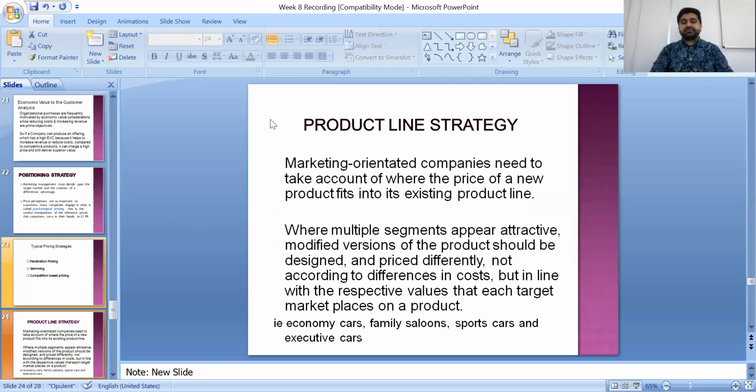Product line strategy. Marketing orientation companies need to take account of where the price of a new product fits into their existing product line. According to product line strategy, they offer a product with a modified version. They change the labeling, they change the design of the product, and then they start selling those products in the market. So this is product line strategy.